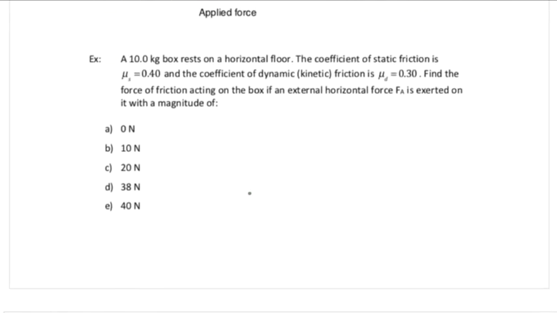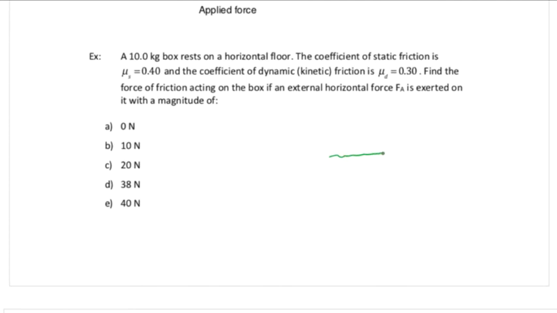Let's take a look at a problem. We've got a 10 kilogram box resting on a horizontal floor. There's our horizontal floor, and there's our 10 kilogram box. The coefficient of static friction is given here, and the coefficient of dynamic friction is given there. Find the force of friction acting on the box if an external horizontal force is exerted on the box with these changing magnitudes. So I'm going to be increasing this force that I am pulling with, and the question is, what's happening over here? So let's first work out what is Fs max, because that will tell us how much force we can apply before the object starts moving.